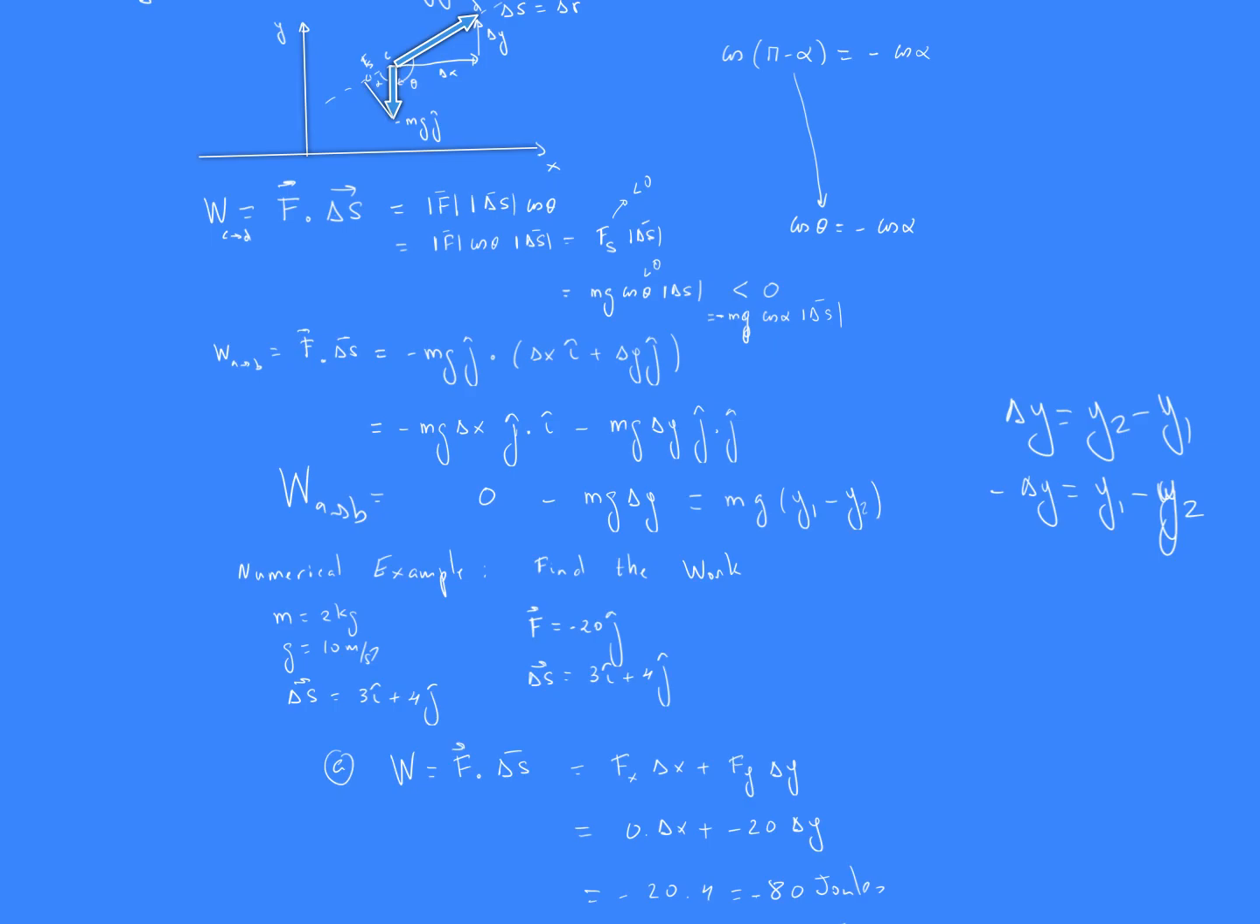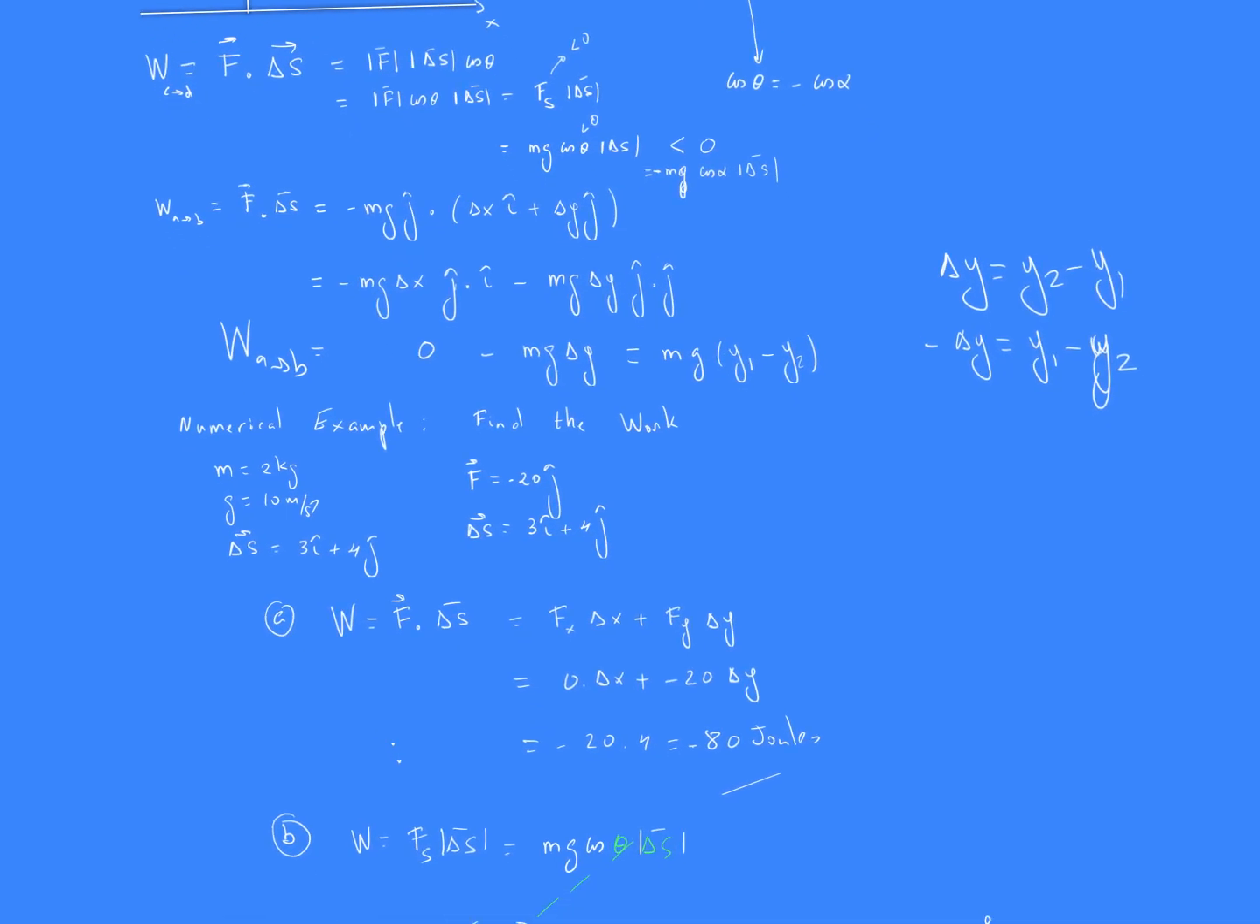Okay, let's do one numerical example to practice. Let's say that you have the force mg, minus 20 newtons in the j direction. Let's say that the mass is 2 kilograms, the g is 10, and let's say that you displace in the direction 3i plus 4j. What is the direction 3i plus 4j? Is this direction: 1, 2, 3, and 1, 2, 3, and 4.